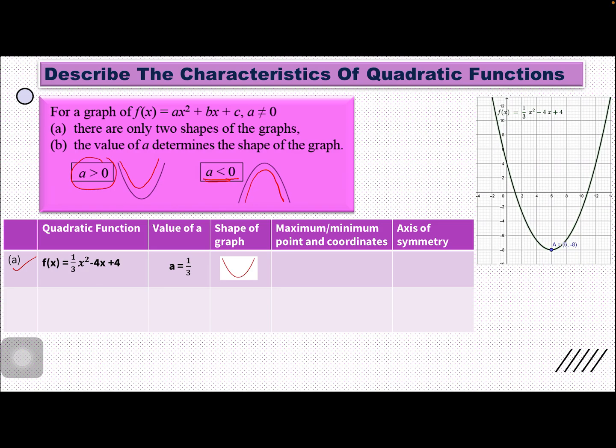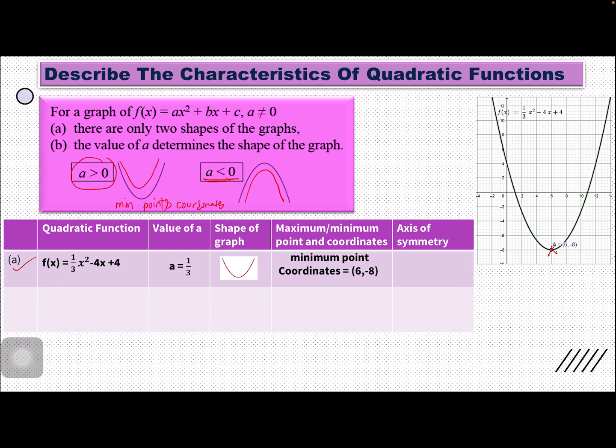What is the maximum or minimum point of coordinates? If it's smiley, it has a minimum point. So this is the minimum point. In maths, you will learn later on how to find the minimum and maximum point. For now, you just need to draw and then determine the maximum and minimum point of coordinates. So from the graph here, you can see that the minimum point of the coordinates is (6, −8).